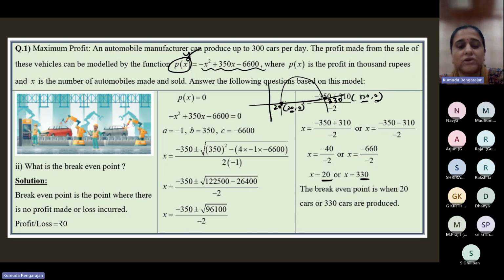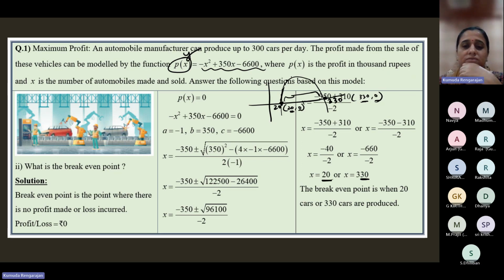So if the company has to make a profit, it should manufacture vehicles between this range. So for any number of vehicles manufactured more than 20 and less than 330, there will be a profit. So you can see the rising graph also. There is some profit made because you will get some value for Y. So that's the profit.